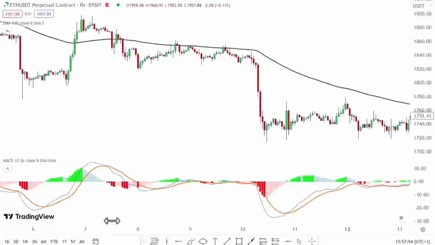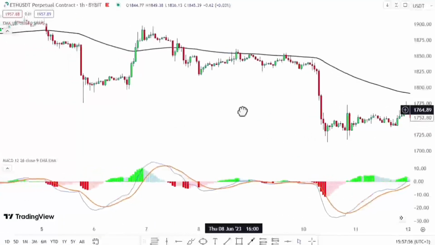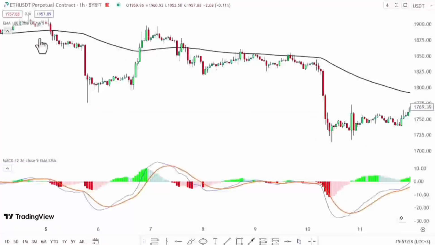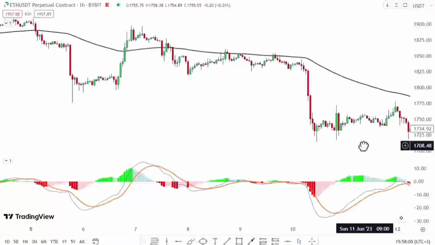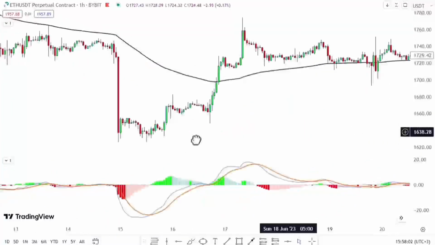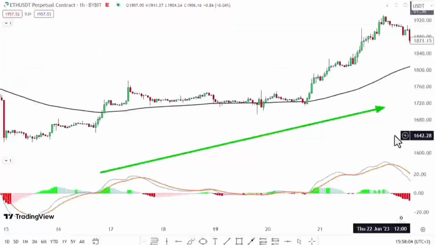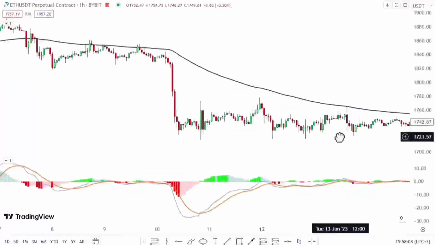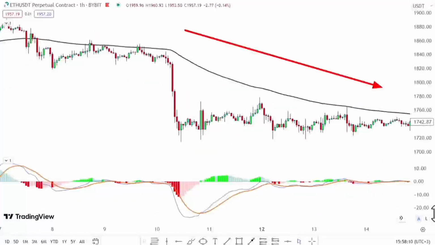This is how you trade the strategy. The first step is to identify the long-term trend by looking at the 100 EMA. If the price is above the 100 EMA, it indicates that the long-term trend is up. And if the price is below the 100 EMA, it indicates that the long-term trend is down. Once you have identified the trend, the next step is to look for crossovers on the MACD that show the same signal as the long-term trend.